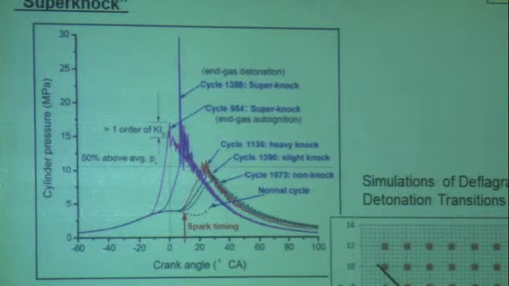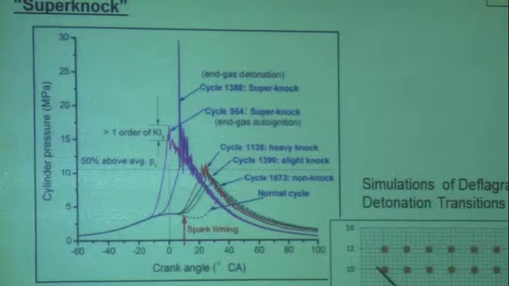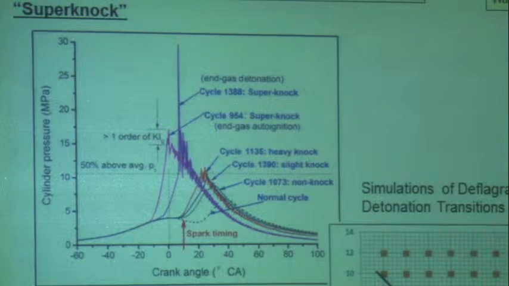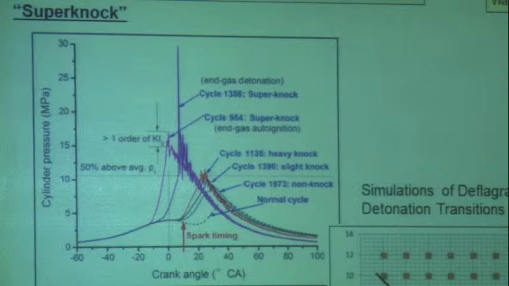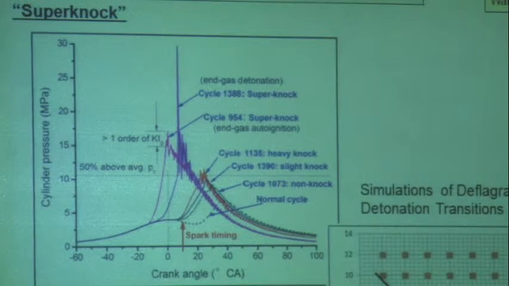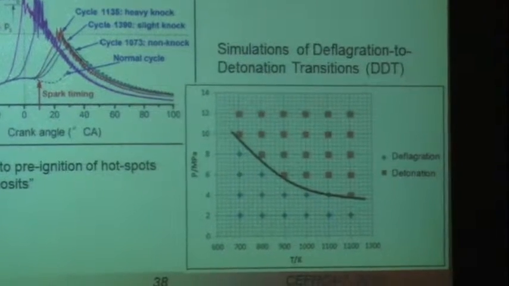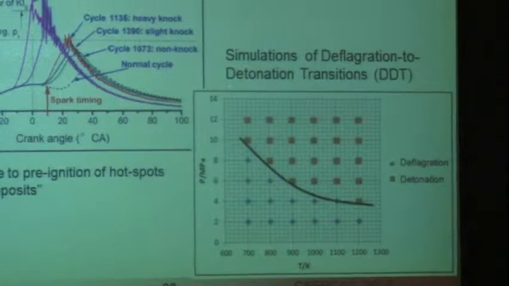So there's a lot of discussion about what it is that creates this. People think of this as sometimes being brought about by hotspots in the combustion chamber, particles that are perhaps escaping from the ring crevice region. And there's still discussion.